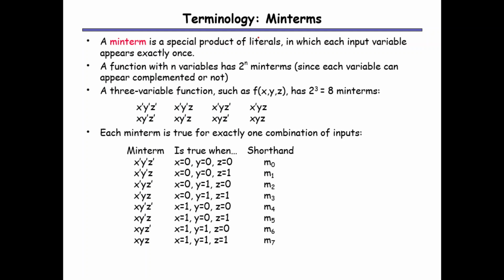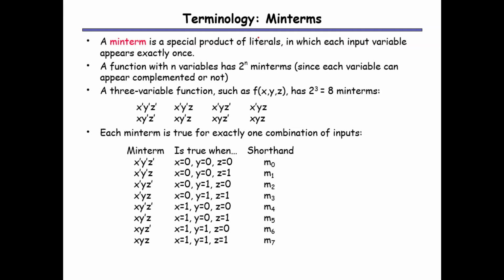A minterm is a special product of literals in which each input variable appears exactly once. A function with n variables has 2 to the power n minterms, since each variable can appear complemented or not. For a three-variable function such as f of x, y, z, there are 2 to the power 3 minterms, which is 8. We have 8 minterms.